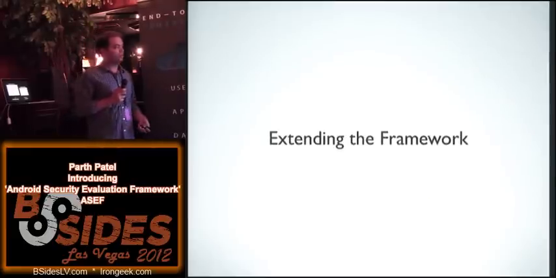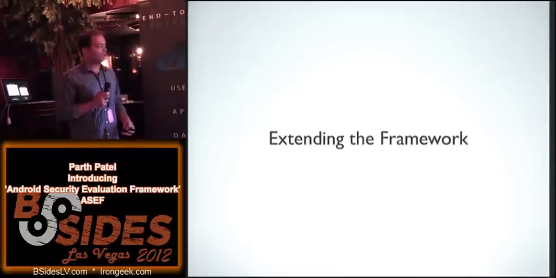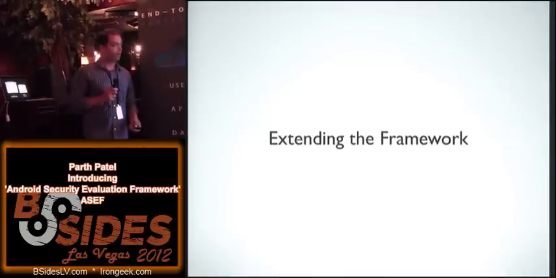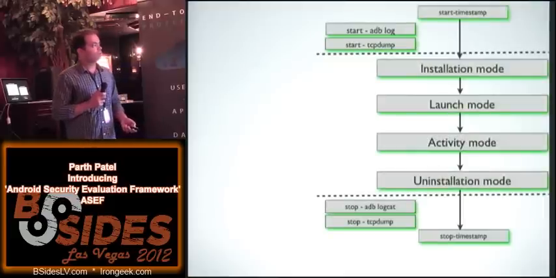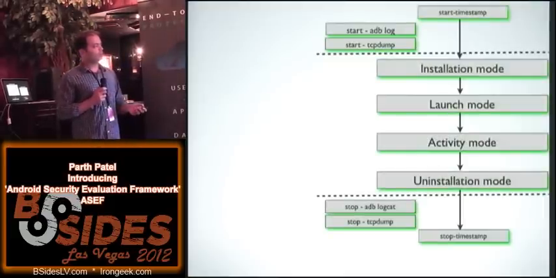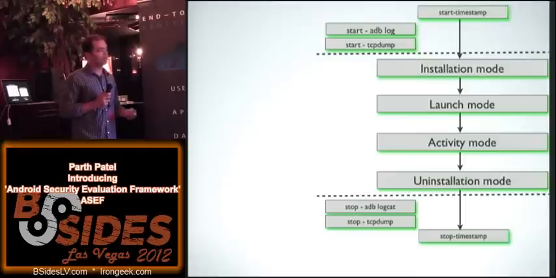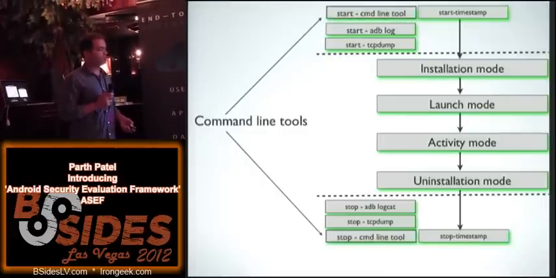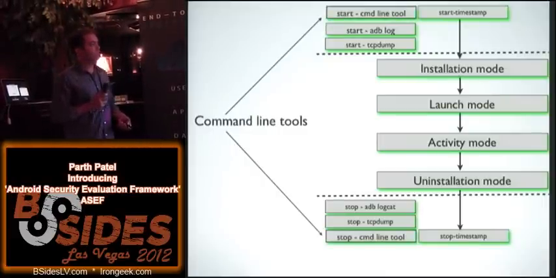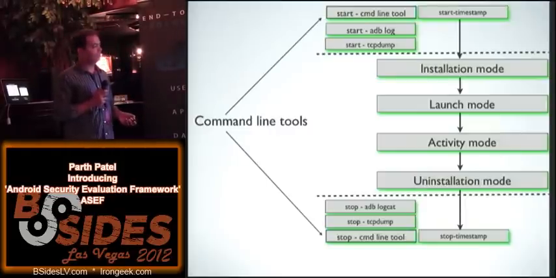So far we talked about the design and the statistics parts of it, but imagine having this framework as open source. We also want to talk about extending the framework, how possibly you can take this framework to the next level. Currently we are collecting the packet capture through tcpdump and the activity log through ADB log. But imagine, the design is so simple. You can add as many command line tools as possible in order to increase the functionality of this. So there is a lot of functionality that can be added at this layer around the test cycle.